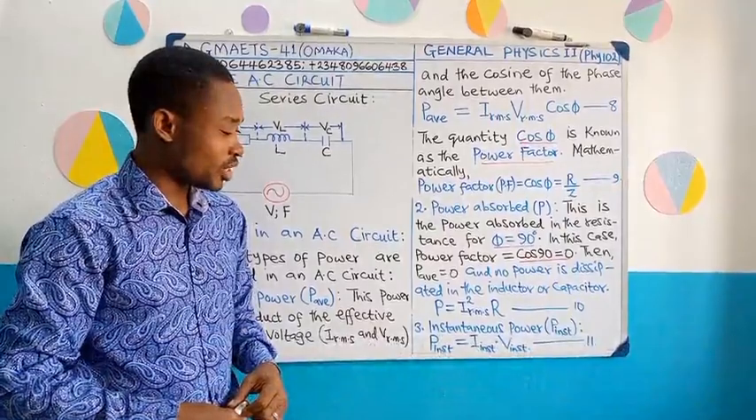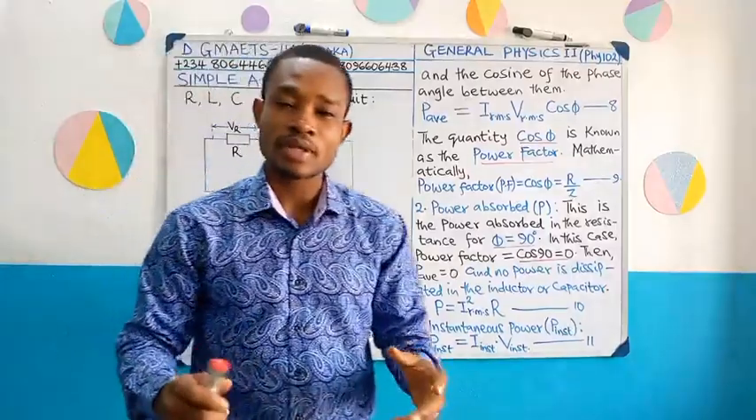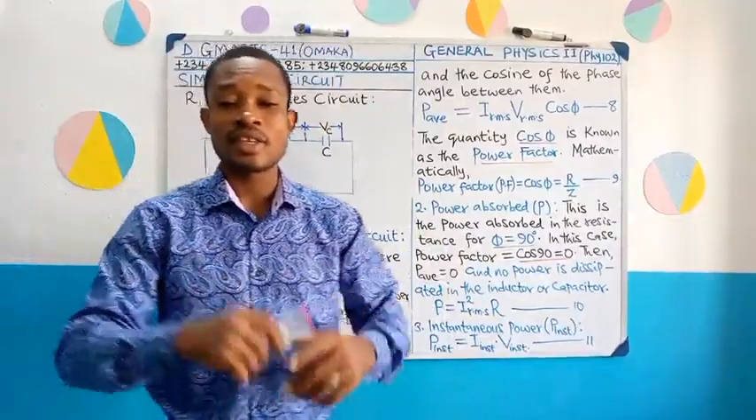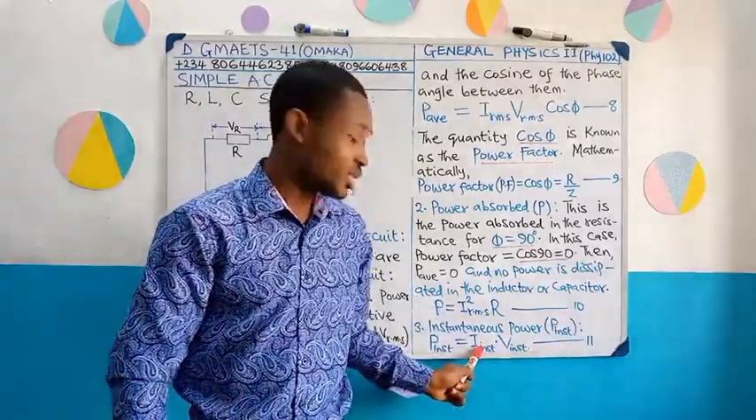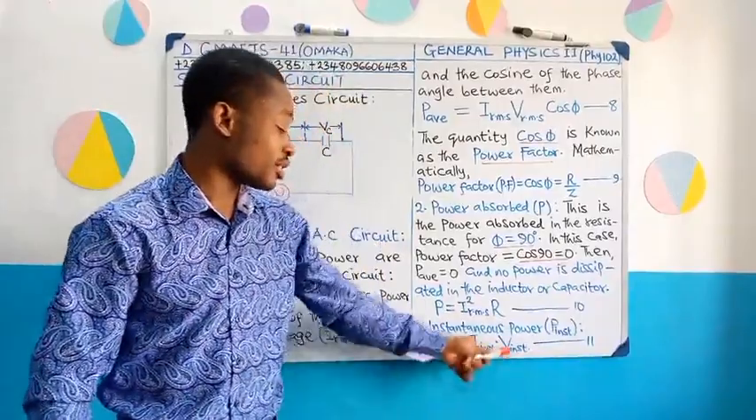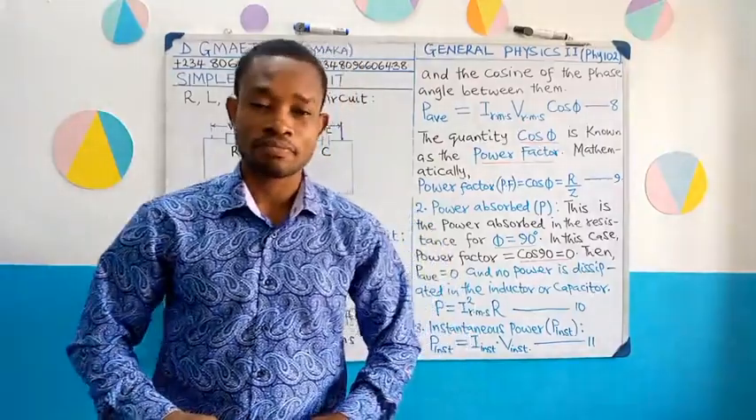Now let's move on to the next type of power here, the instantaneous power. The instantaneous power is simply obtained from the product of instantaneous current and the instantaneous voltage. That gives us equation 11 here: I instantaneous, I use INST for instantaneous, multiplied by instantaneous voltage. That defines our instantaneous power.